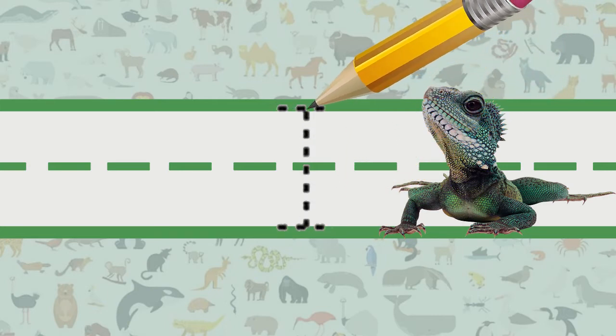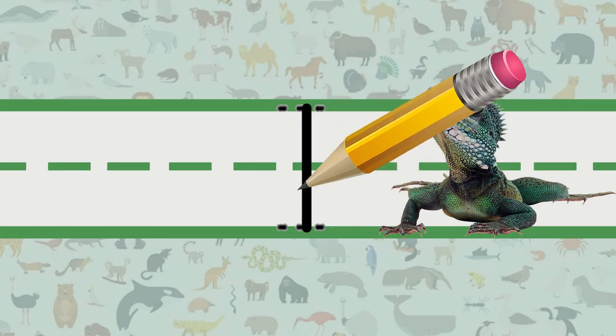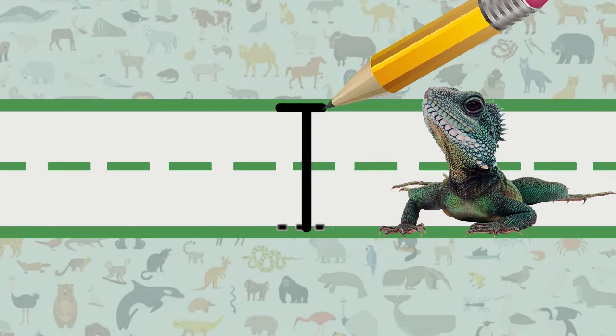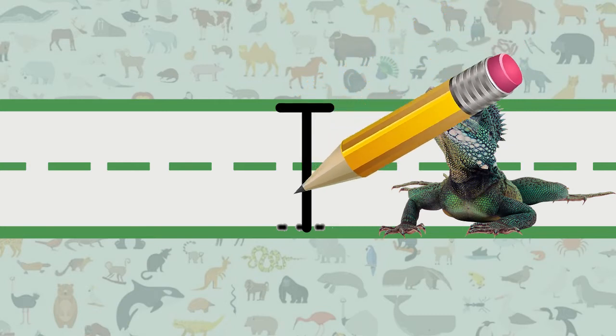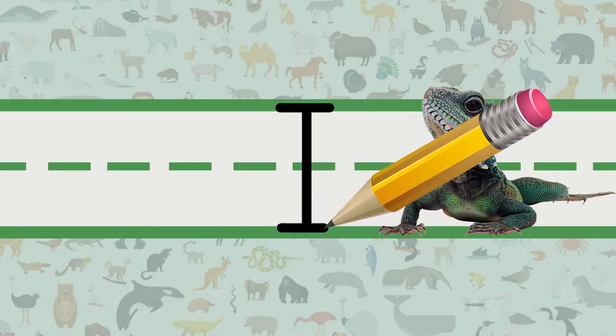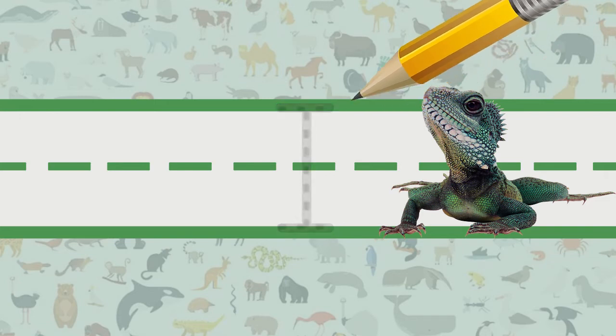Start at the top and draw a straight line down to the bottom. Then go to the top and draw a straight line from left to right. Then go to the bottom and draw a straight line from left to right. Good job! Now let's do small i or lowercase i.